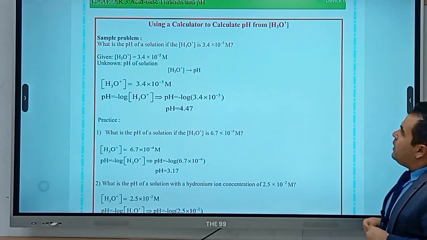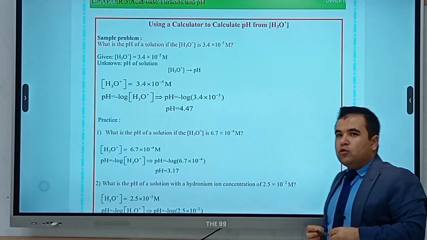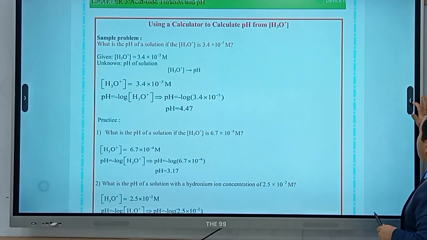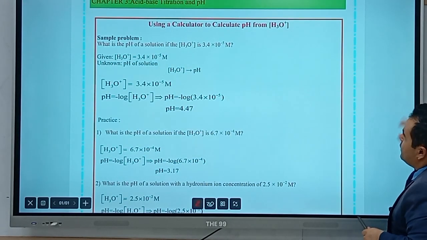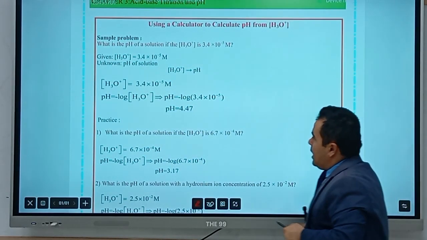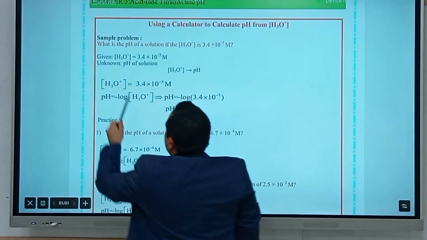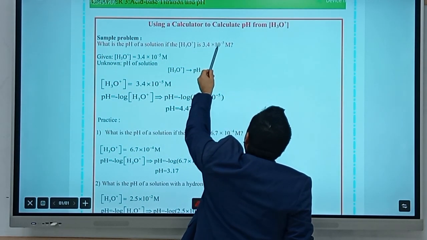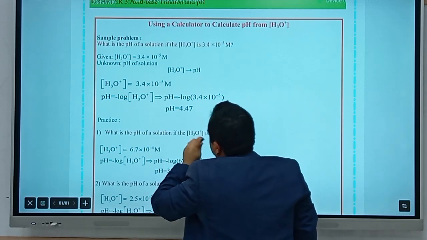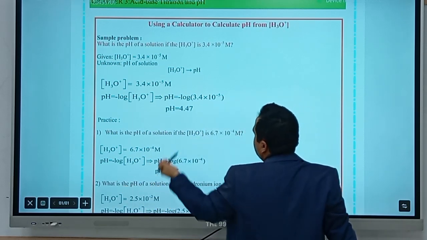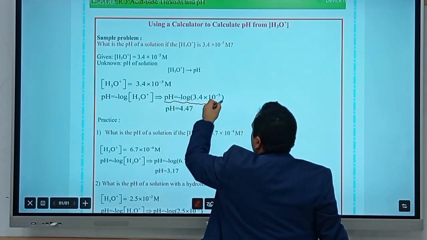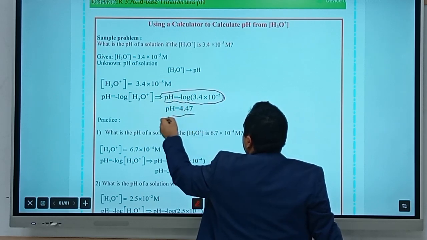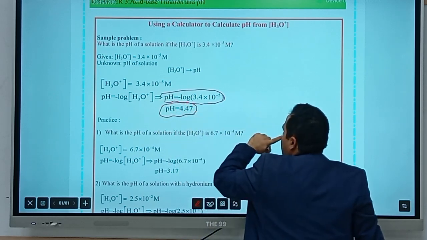Here we will be solving what? Using a calculator to calculate the pH from hydronium of the solution, guys. Guys, what's the pH of a solution if hydronium is equal to 3.4×10⁻⁵? Simply take by calculator, take the minus log of the hydronium, you'll get the value of 4.47.